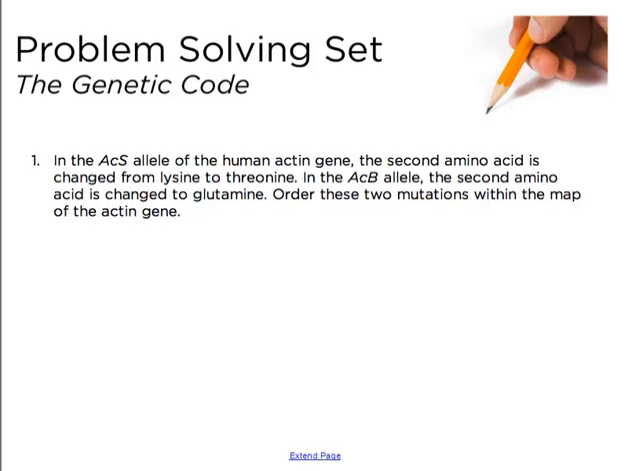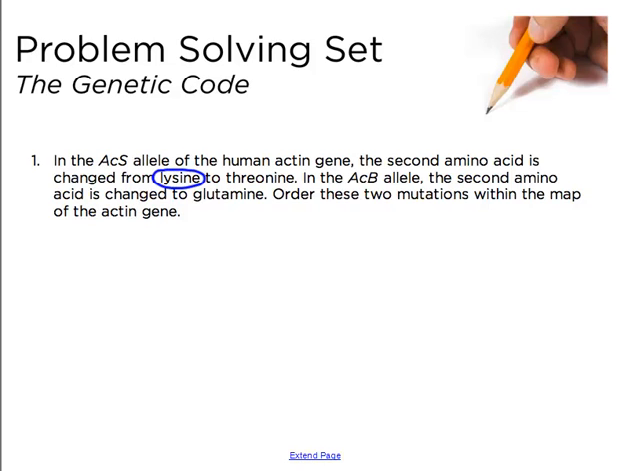Problem 1. In the ACS allele of the human actin gene, the second amino acid is changed from lysine to threonine. In the ACB allele, the second amino acid is changed to glutamine. Order these two mutations within the map of the actin gene. Okay, so first let's look at what the wild-type second amino acid is. As they say here, the second amino acid is wild-type lysine, right?